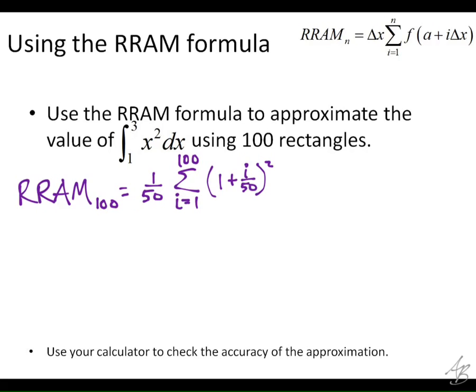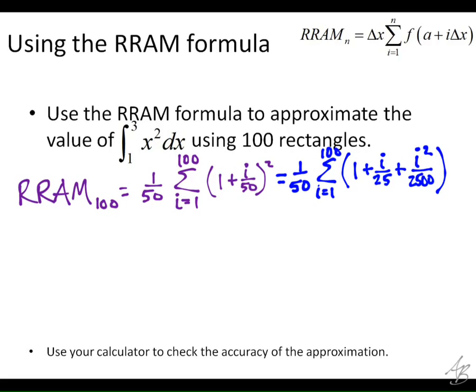All right, so this is going to equal 1 over 50 times the sum from i equals 1 to 100. We're actually going to have 3 terms here. So 1 squared is 1. Then we're going to have 1 times i over 50, but we're going to have 2 of those. So we're going to have what? i over 25. And then (i over 50) squared is going to be i squared over 2,500.